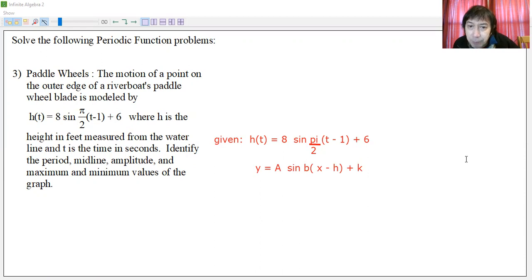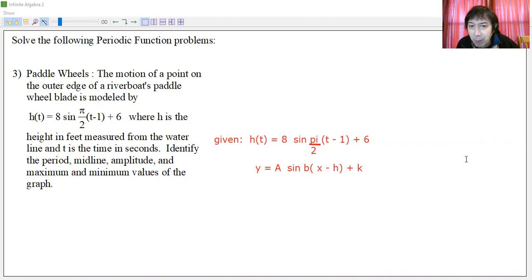Now the 8 corresponds to our amplitude. The pi over 2 corresponds to our b. And the 1 in the given equation corresponds to our h, the horizontal translation, and the 6 is our k, which is for the vertical translation. Okay, so we can continue with the requirement: identify the period, midline, amplitude, maximum and minimum values of the graph.